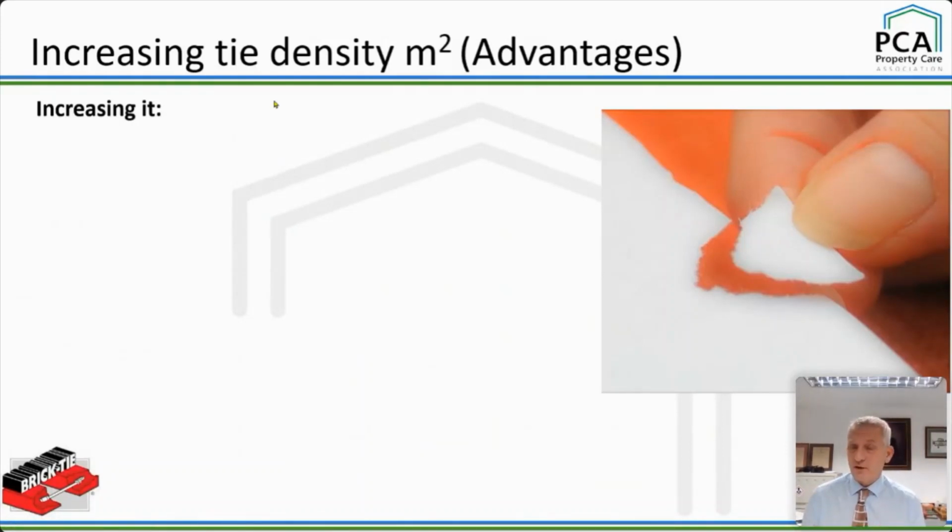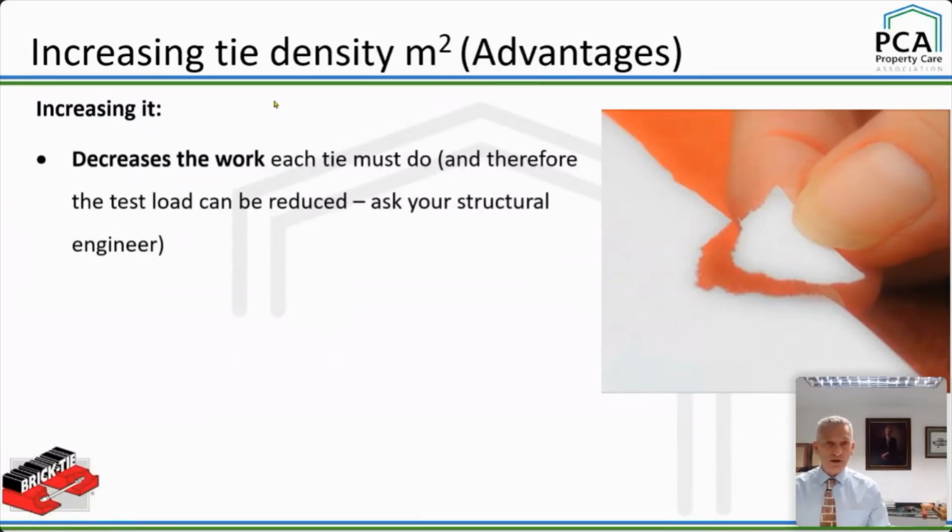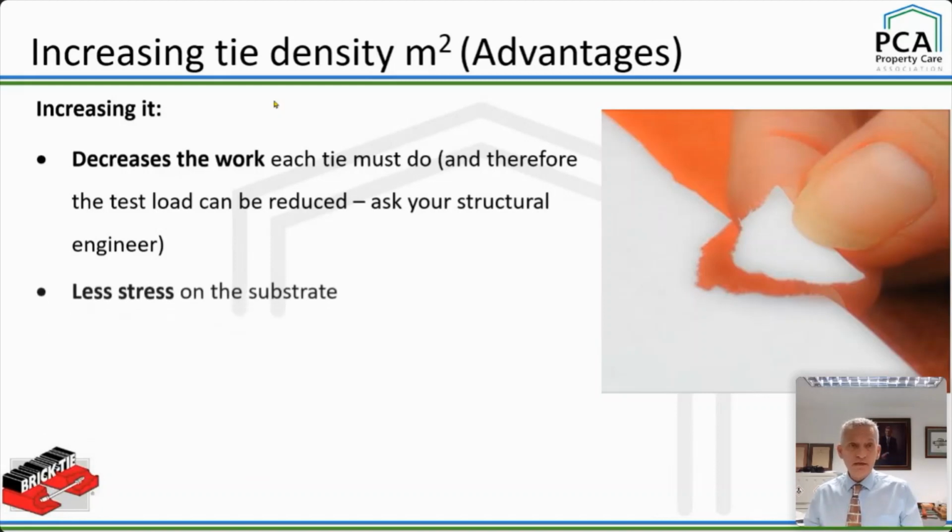Another way of reducing bearing stresses is to put more ties in. If you increase the tie density, as we say in the trade, it decreases the amount of work each wall tie is going to have to do. So if you've got a soft external wall, rubbly filled, why not tie it at double density? We always tie bulges, if it's already moved, or a wider cavity, at double density. You ask your structural engineer, and he might let you lower your tension testing regime because he knows the ties are doing less work. Less stress on the substrate.